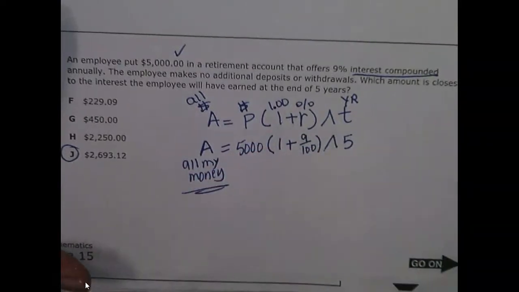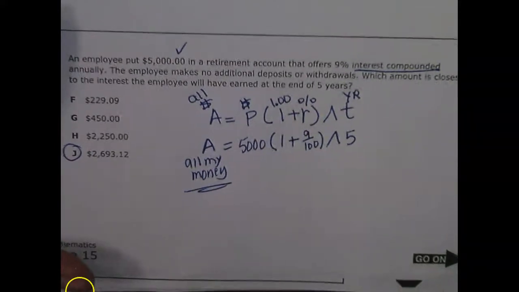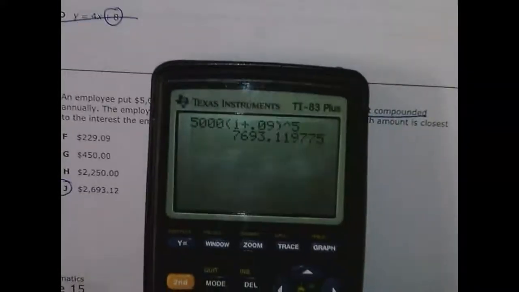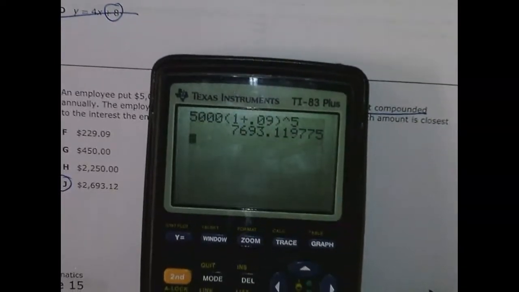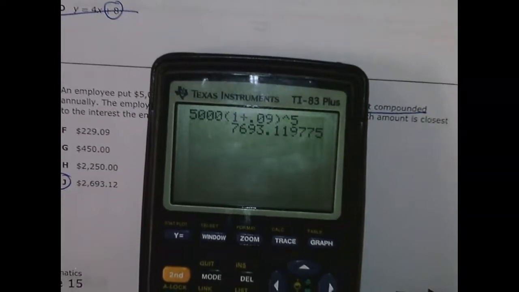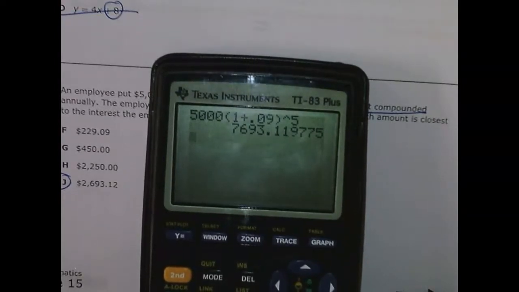Because if you don't know what A stands for, you're not going to make an A on this paper. So I'm going to stop this, type that in. I typed it in. There's my 5,000. Parenthesis, my dollar. I know 9% is 9 cents, so 0.09. Parenthesis, caret 5. Woohoo, there's my answer. The only saving grace is that answer is not listed.